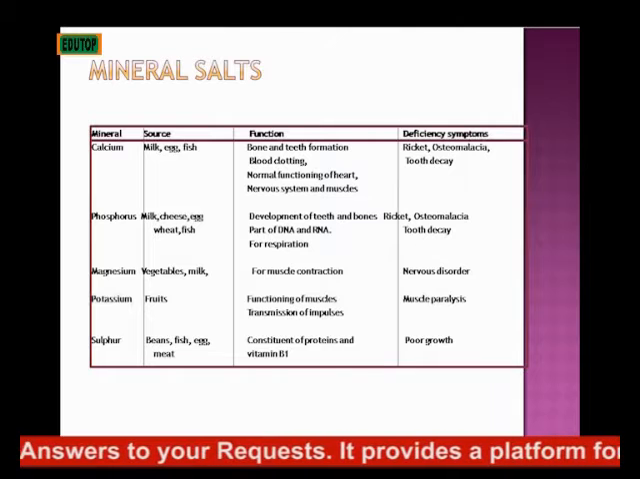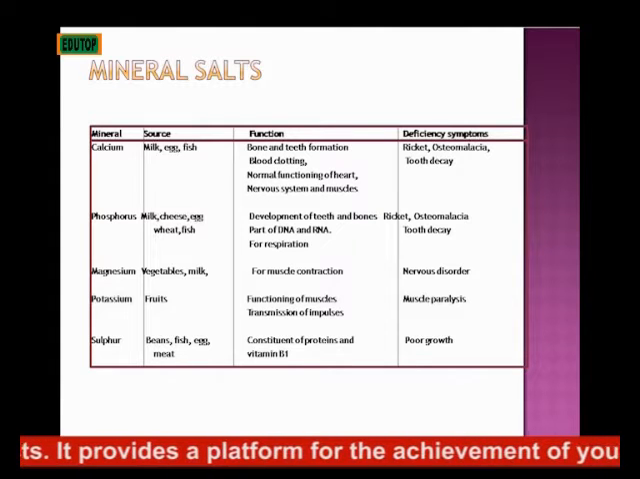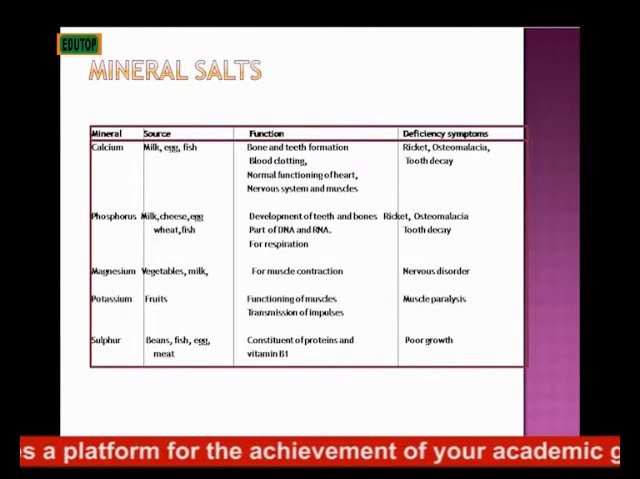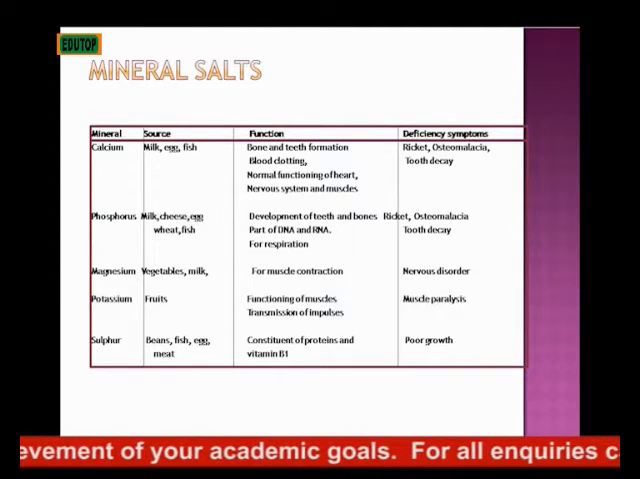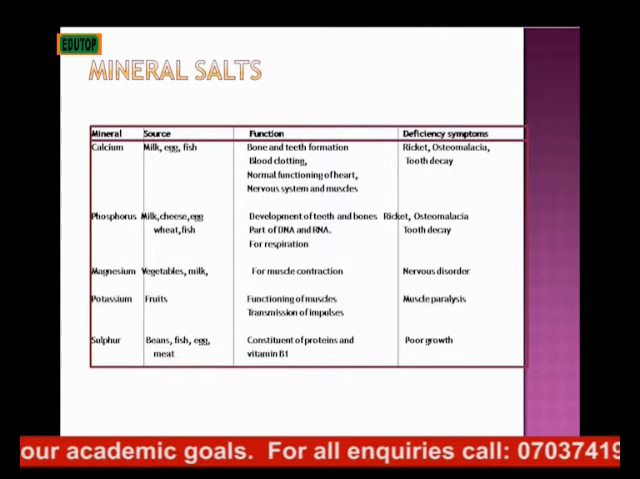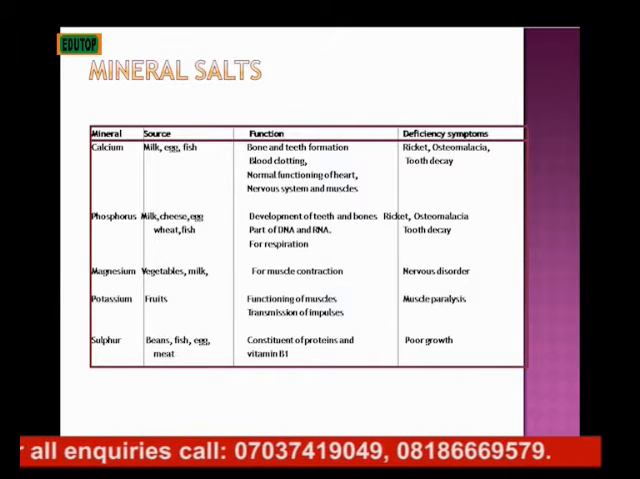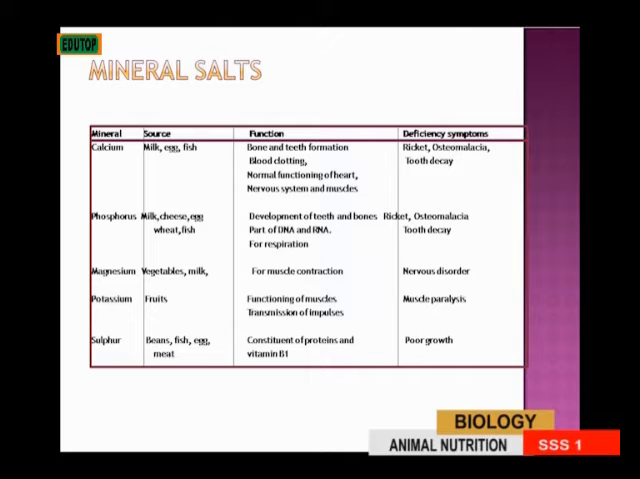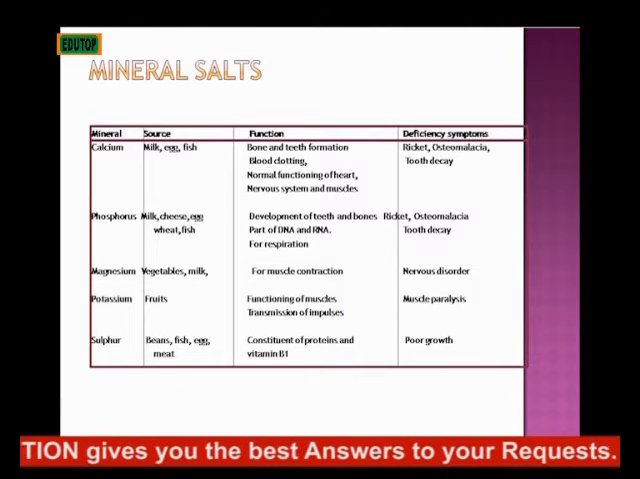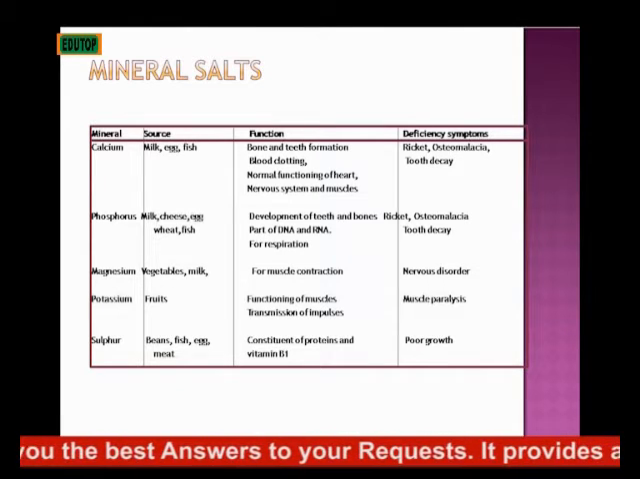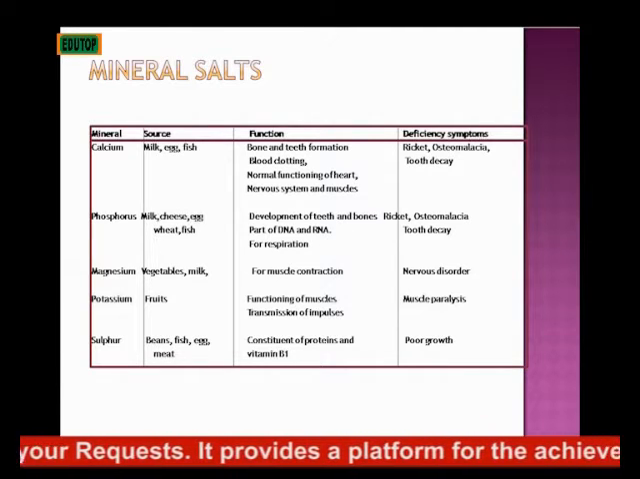Then deficiency of sulfur, we have poor growth. When sulfur is not enough or is absent in the body, there is poor growth. The next mineral salt is sodium chloride, and it is found in our table salts, fish, and our fruits. Also, it is responsible for transmission of nerve impulses, maintenance of osmotic balance of the cell. And the deficiency of sodium chloride, we have dehydration. Then there is what we call the muscle cramp when there is deficiency of sodium chloride.